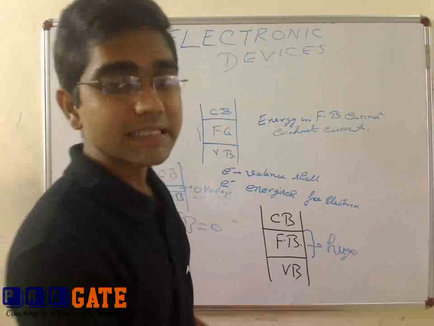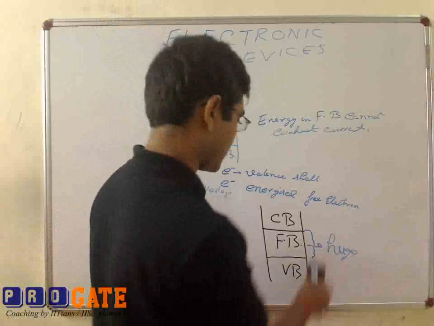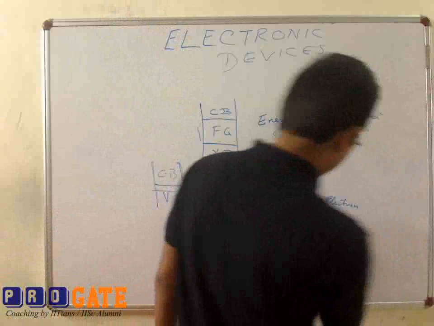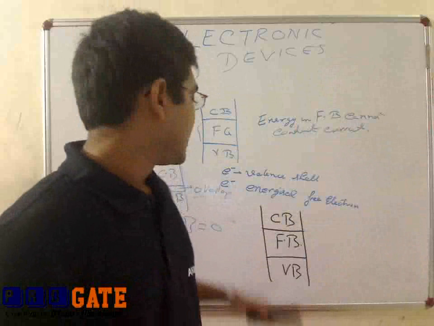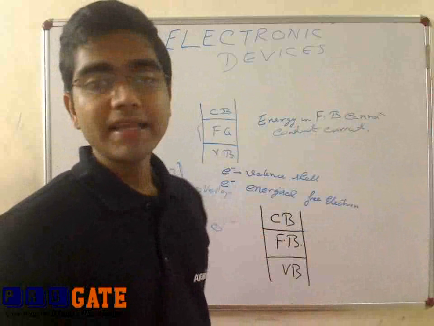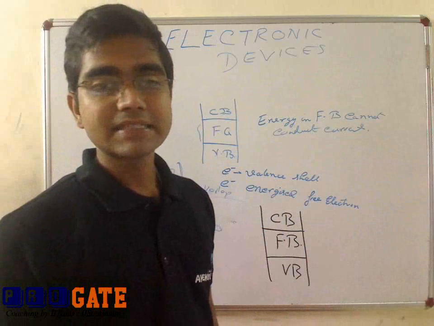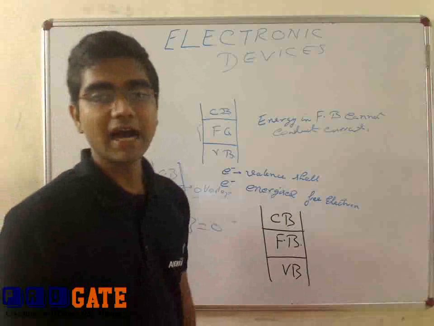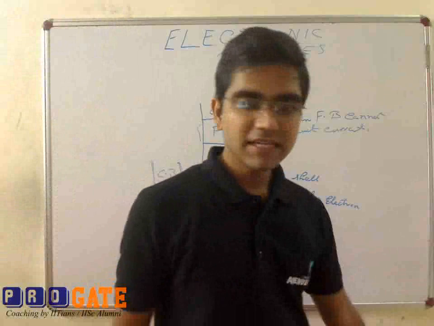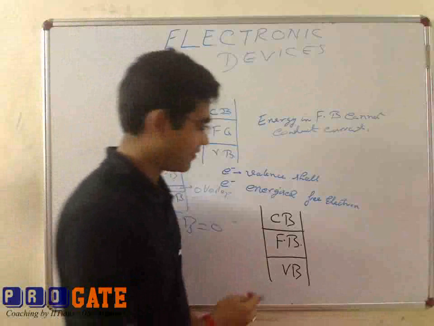But what happens in case of a semiconductor? In case of a semiconductor, this forbidden gap is neither negligible or equal to 0, nor is the value very high. This value is like an optimum kind of value.